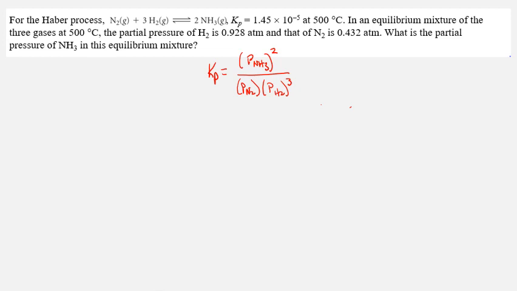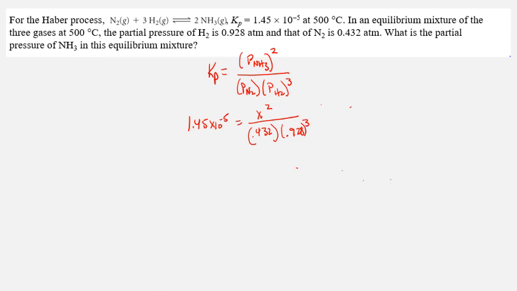So as I begin the process here, I can plug in my values. So I have for the Kp 1.45 times 10 to the negative fifth, and that is going to be equal to x squared, partial pressure of the NH3, divided by the partial pressure of the N2, 0.432, and the partial pressure of the H2, 0.928 quantity cubed.